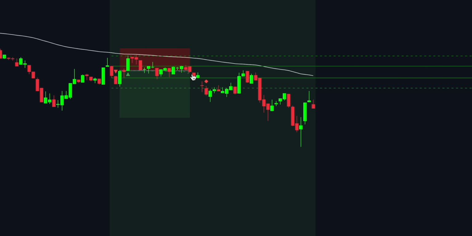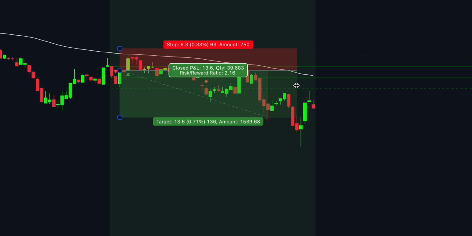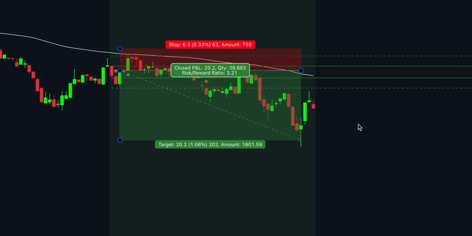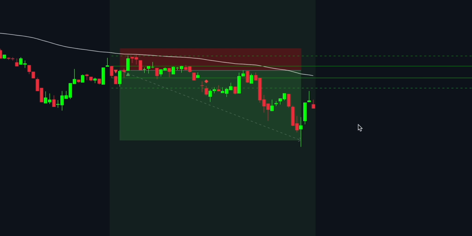This trading strategy is fairly simple, so that even a beginner can use it. It requires only 2 free TradingView indicators. Let me show you how to build this setup step by step.